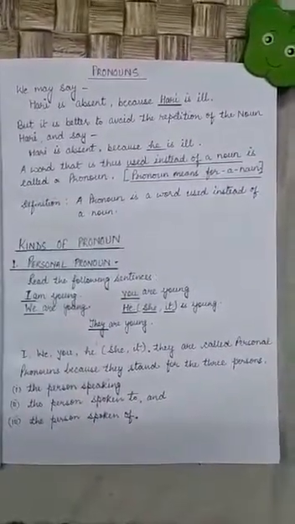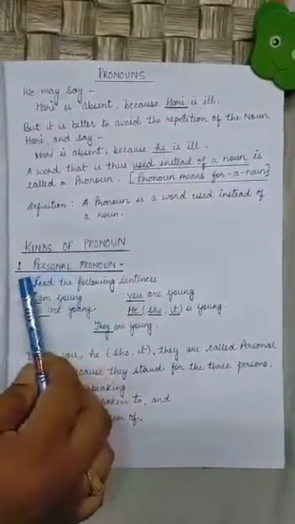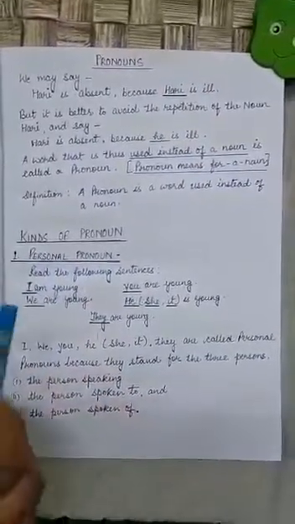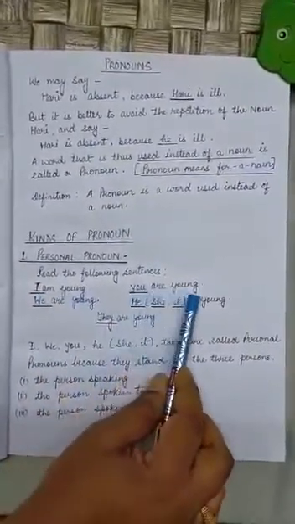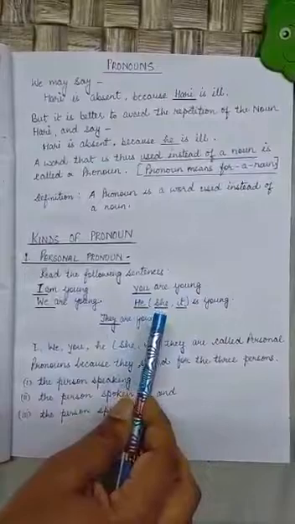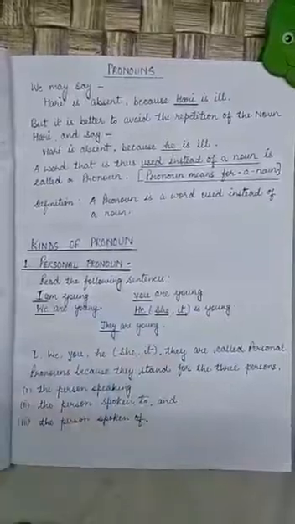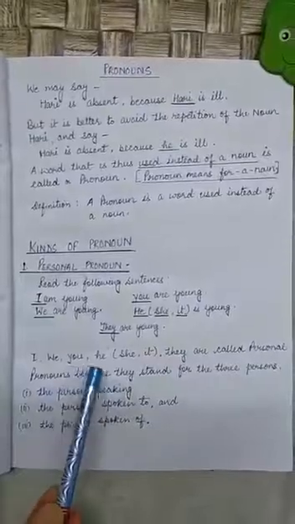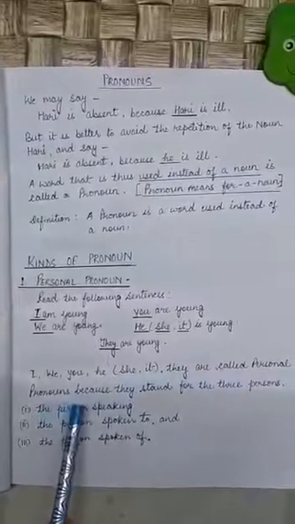Now we shall move on to the next topic, that is kinds of pronoun. And the first kind of pronoun that we are taking is personal pronoun. Now students, read the following sentences. I am young. You are young. We are young. He or she, it is young. They are young.